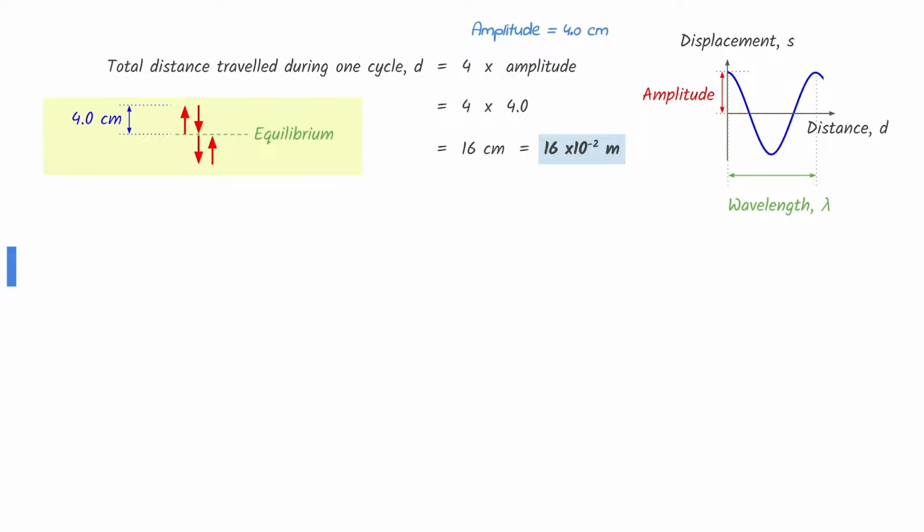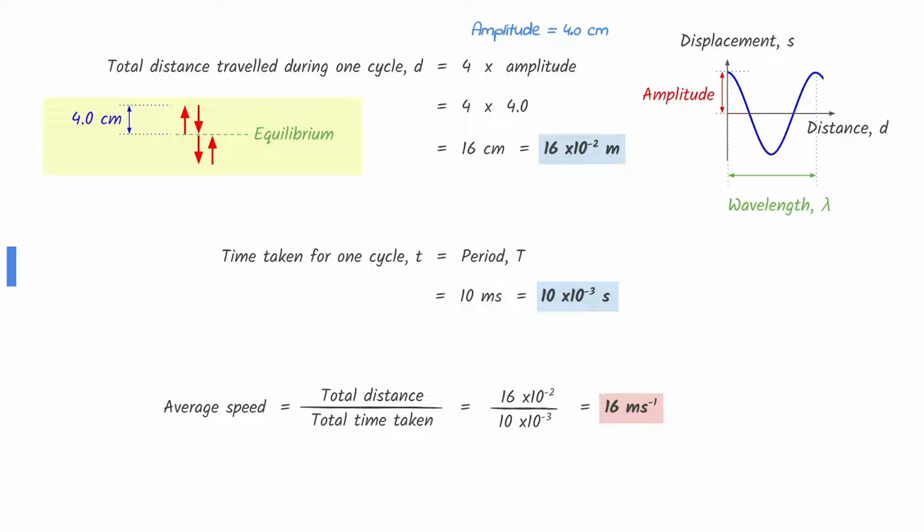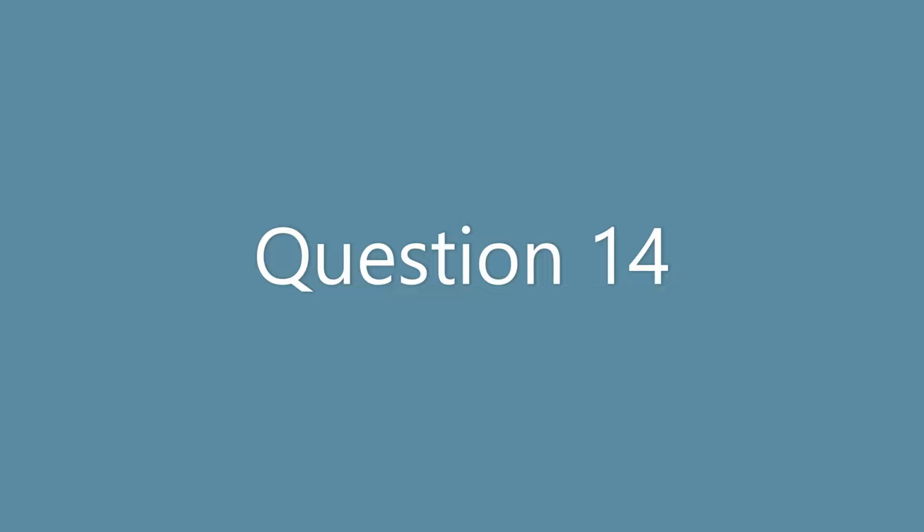The total distance traveled by a particle during one cycle is 4 times the amplitude. The amplitude can be found as 4 centimeters from the graph. The time taken to complete one cycle is the period. Make sure to convert these values into meters and seconds before calculations. To find the average speed, divide the total distance traveled by the total time taken. Put in the values and find your answer.